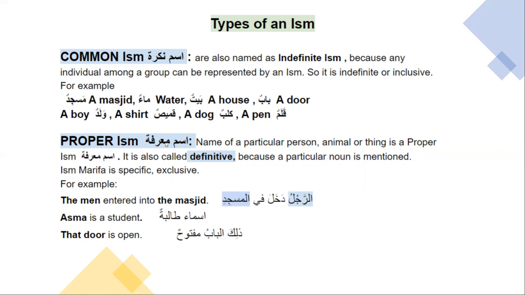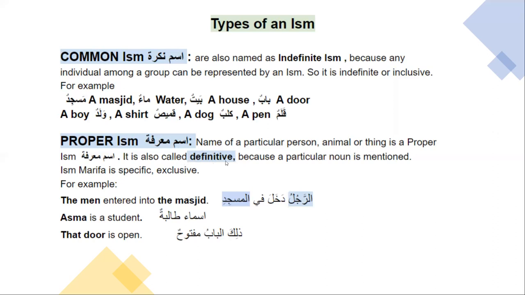Then comes proper ism, ism marfa. Name of a particular person. So ism marfa is the name of a particular person, particular animal, or thing. Some people name their pets, like they have a cat or dog and they name it. So a particular name can be associated to a person, animal, or thing. But if it's a particular name, then it's proper, or ism marfa.